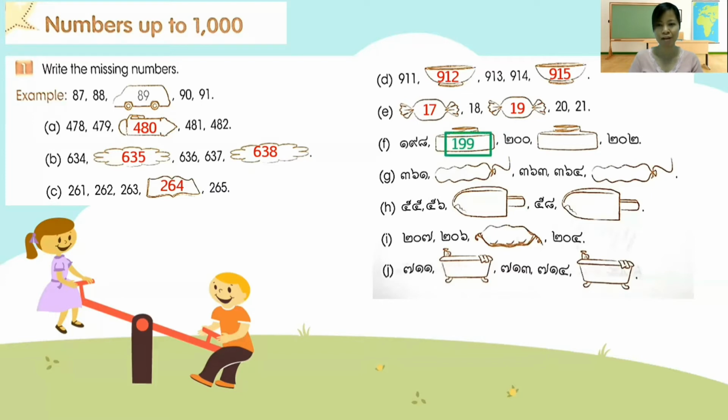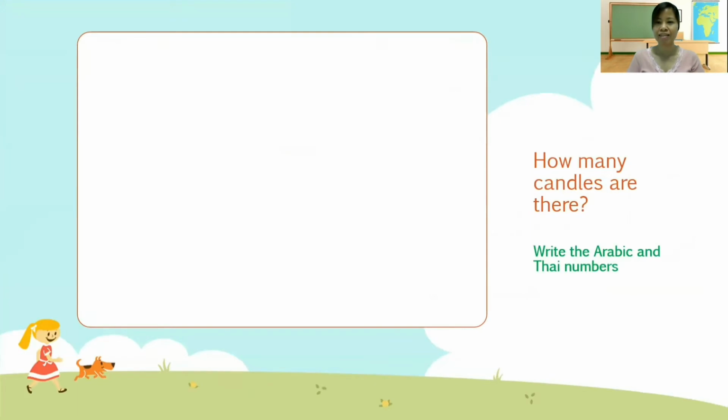For example, for letter F, that's 199 in English, but you need to write it in Thai. And 201, all those in green boxes, you have to write your answers in Thai. Let's try to count numbers. How many candles are there? You have to write the Arabic and Thai numbers.